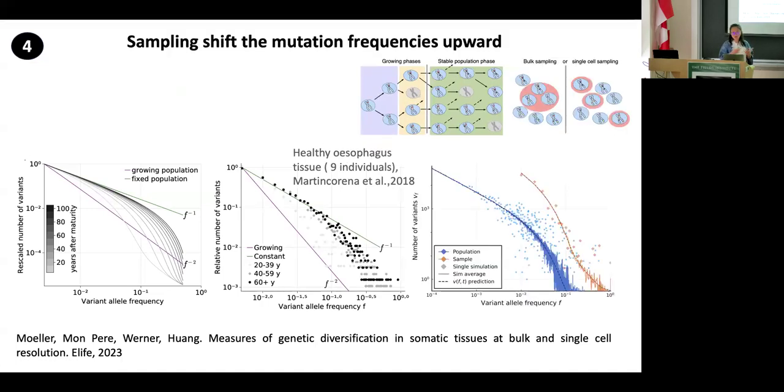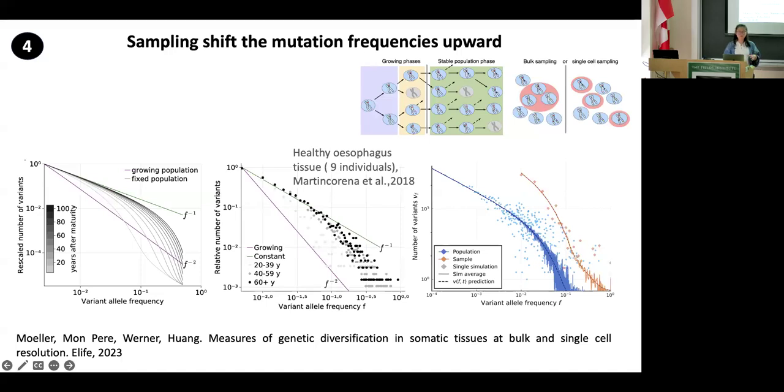And then what we are interested in is that in reality, those data are all sampled. So what role does sampling play in it? Again, we look at our simulations. The blue one is the full population, where you have all the information, and the orange one is the sampled population. You see sampling shifts the mutation frequency upwards, which is quite understandable.